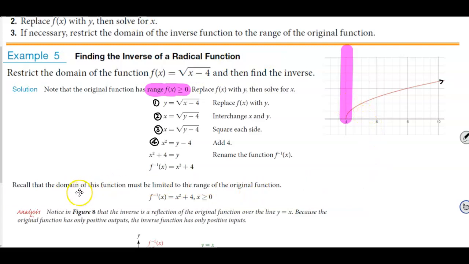Now recall that the domain of this function must be limited to the range of the original function. So we need to make sure that that restriction also applies when we find that inverse. So f inverse is going to equal x squared plus 4, but it's not a solution until you put in that restriction. And that restriction means that x is greater than or equal to 0.